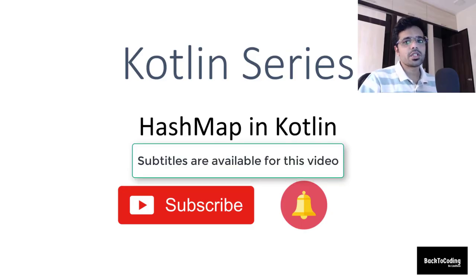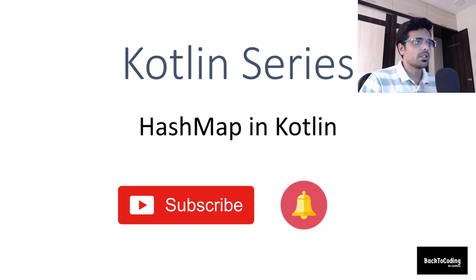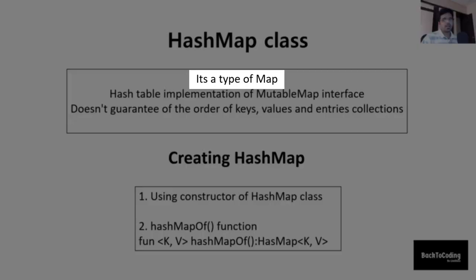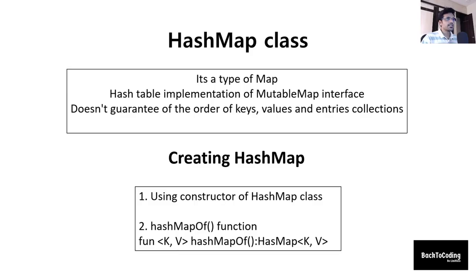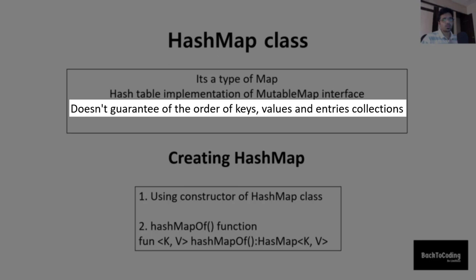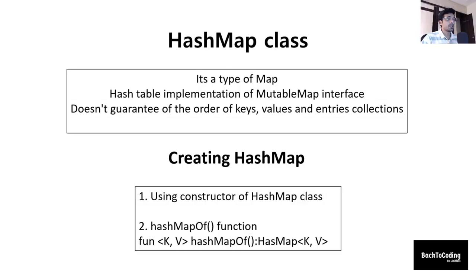In the previous video, we saw mutable map in Kotlin. In this video, we will see hash map in Kotlin. Hash map class is a type of map which is a hash table based implementation of the mutable map interface. This implementation doesn't guarantee the order of keys, values and entries collections. That is, it doesn't maintain insertion order.